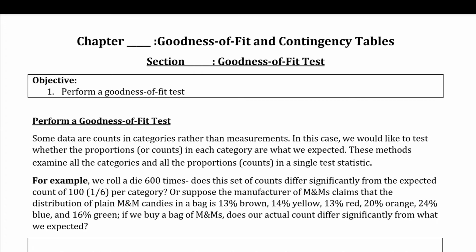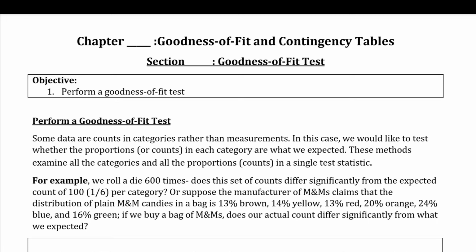This section is on the goodness of fit test. Perform a goodness of fit test. Some data are counting categories rather than measurements. In this case, we would like to test whether the proportions or counts in each category are what we expected. These methods examine all the categories and all the proportions or counts in a single test statistic.